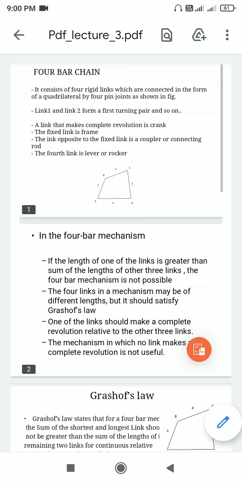In today's discussion I am going to take up a small topic, which is the Grashof law. With this law, we are going to study how a four-bar mechanism should be designed. So first of all, let me take a four-bar chain.